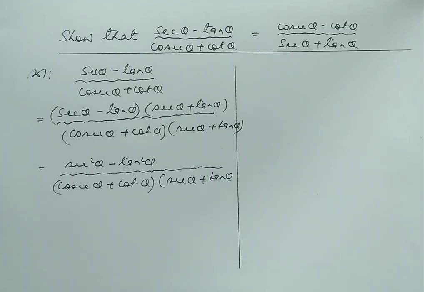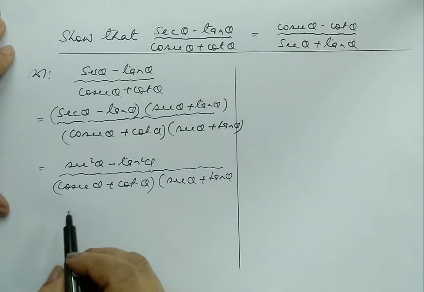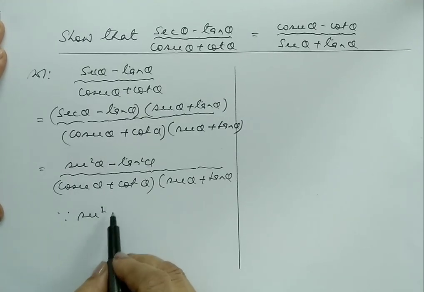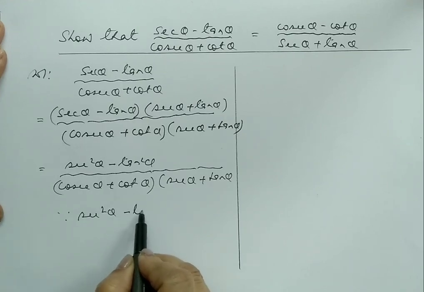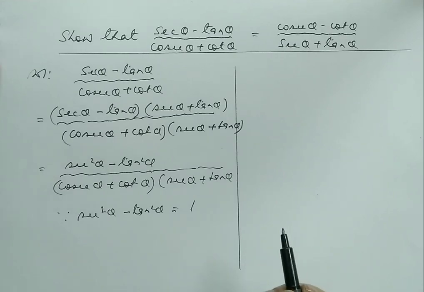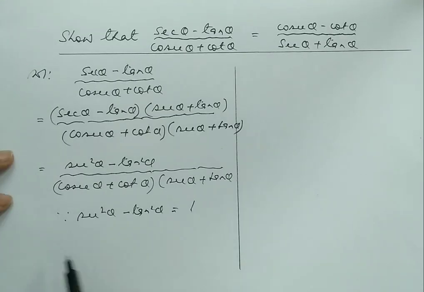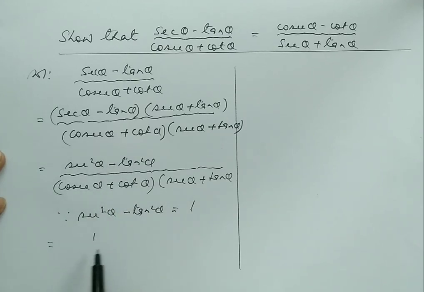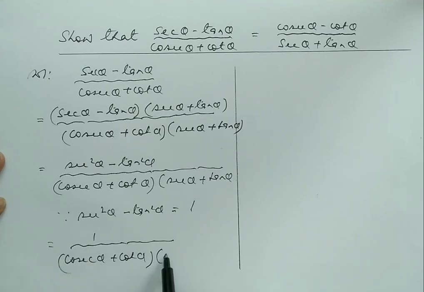Alright. So, having written this, we know that sec square theta minus tan square theta is equal to 1, as per the identity. So, we can write this as 1, 1 over the entire thing which we have in the denominator. Got it?